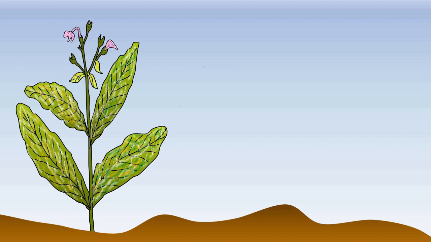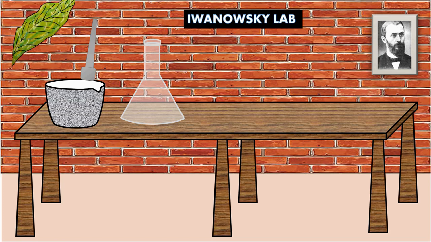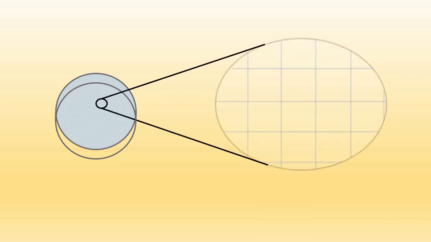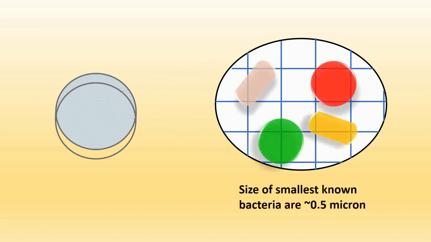For tobacco mosaic disease too, scientists thought that it was caused by some bacterium. So Ivanovsky in Russia collected leaves of diseased plants and extracted the sap. He used a bacterial filter to collect the possible disease-causing microbe from the sap. Let's have a detailed look at the filter. The pore size of the filter was 0.45 micron, smaller than the diameter of all known bacteria by that time.